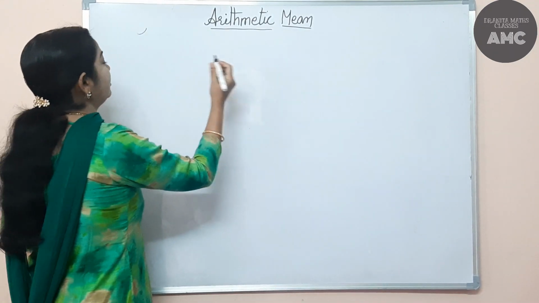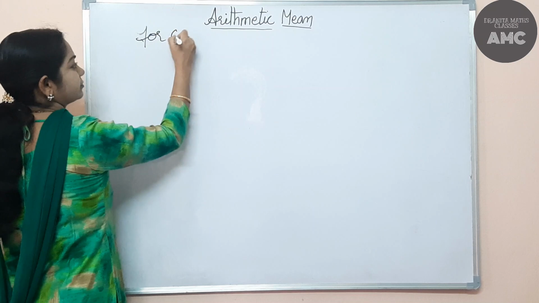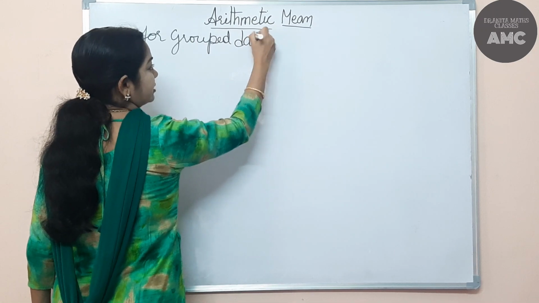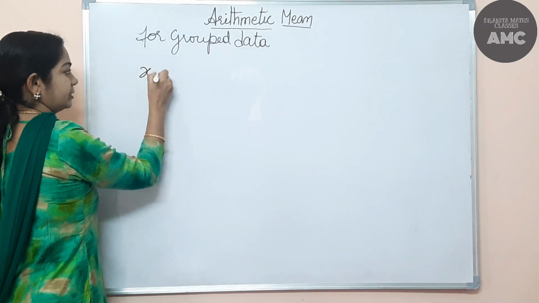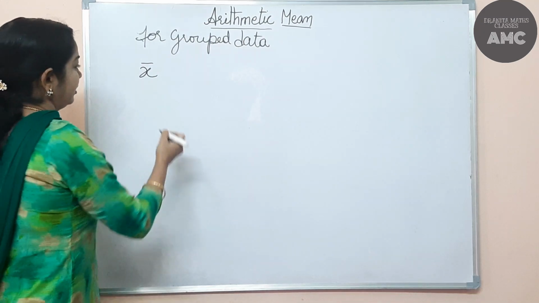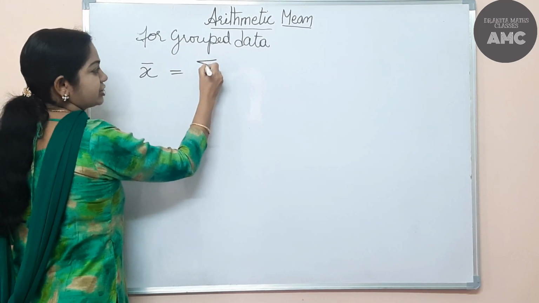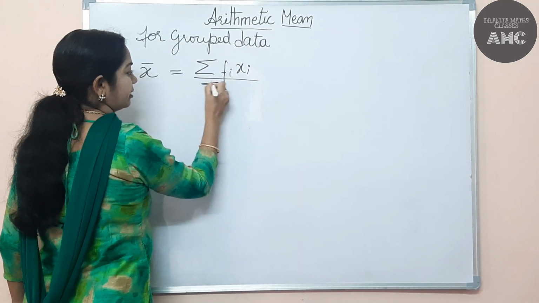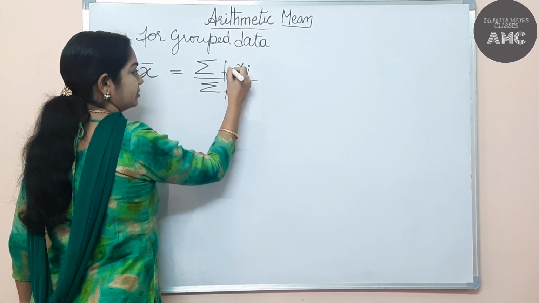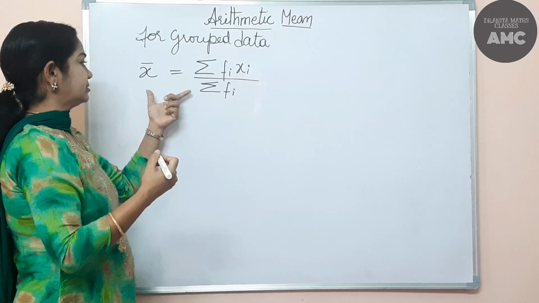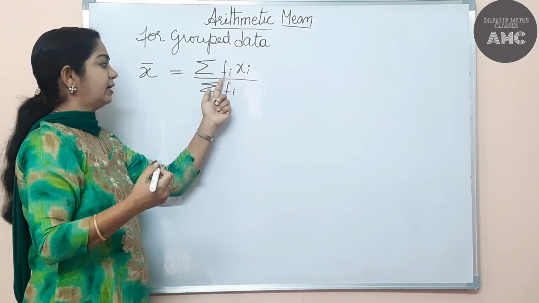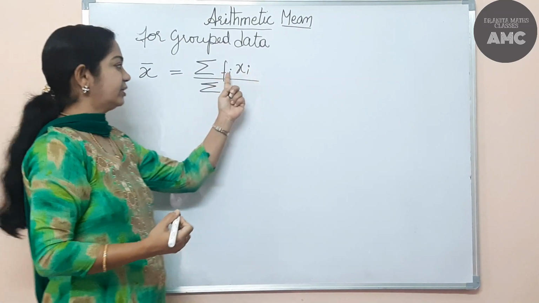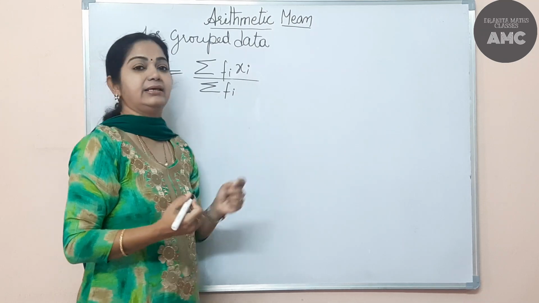So, arithmetic mean for group data. We represent arithmetic mean by small x bar. Here x bar is summation, also called sigma, fi xi by sigma fi. You have learned this also in your 9th class. This is the arithmetic mean, summation of fi xi by sigma fi. Now what are these f and x? The fi are the frequencies of the class intervals, and xi is the mid values.